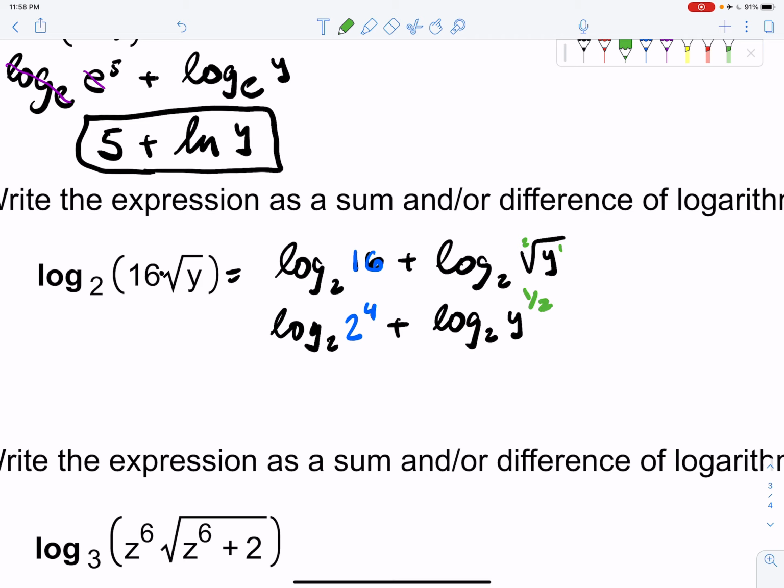Okay, well, let's finish this thing off. I've got a log base 2 and an exponential base 2, so that simplifies down to a 4. Remember the rule that says an exponent of a log can be written as a factor or product. So now it's 1/2 times log base 2 of y. Okay, so that's our final. Final is, once again, going to be 4 plus 1/2 log base 2 of y.